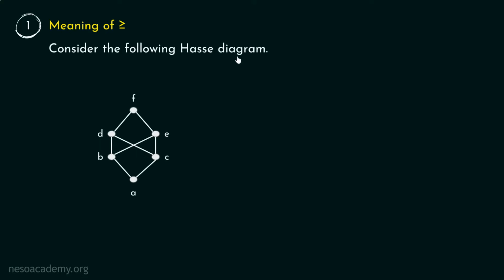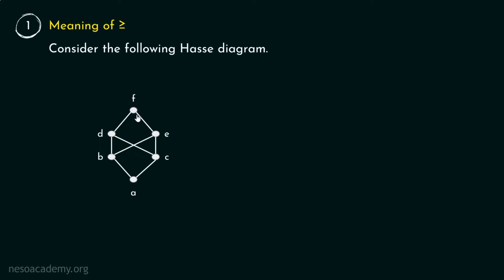Consider the following hasse diagram. Now we will try to understand the meaning of greater than or equal to with the help of this hasse diagram. Okay? We know that in this hasse diagram, A is related to B, A is related to C, B is related to D, B is related to E, C is related to D, C is related to E, D is related to F and E is related to F.